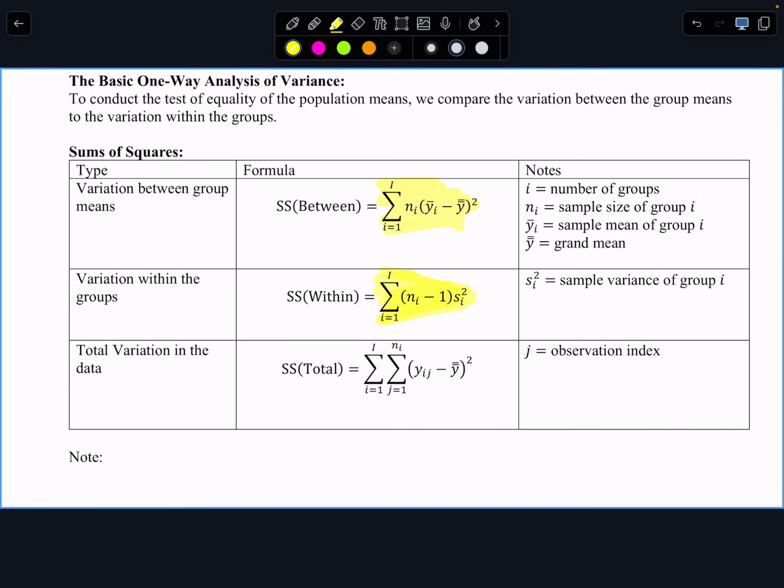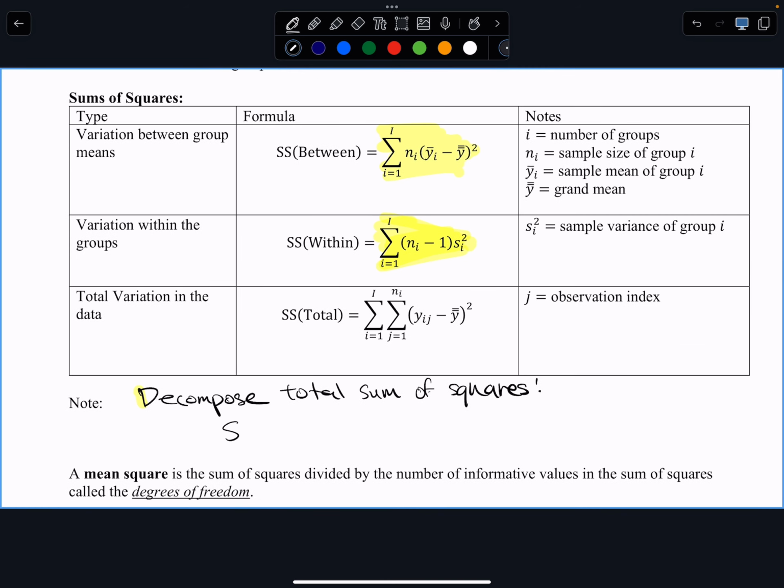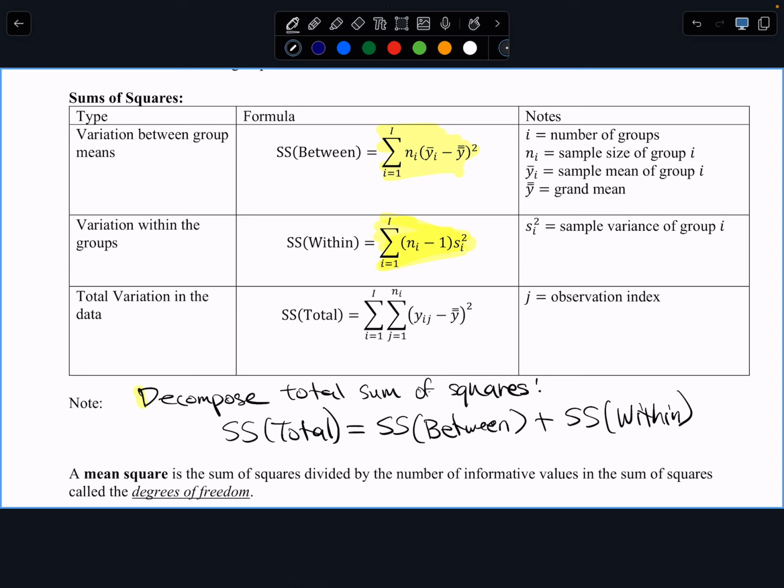One of the reasons why people like to use this is that we can decompose our total sum of squares using the following: our sum of squares total equals our sum of squares between groups plus our sum of squares within groups. So if I know the between and the within, I can get the total. Or if I know two of them, I can get the other.